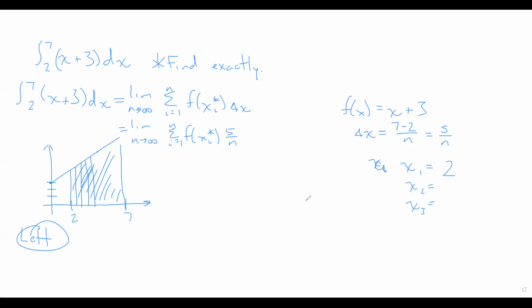Is this all right? No. How'd you get 10 over n? I multiplied 5 over n by the first. Yeah, we don't want to multiply them together. So think of x equals 2 as a position. You're adding that change in x. So 2 plus 5 over n. What's the next one?